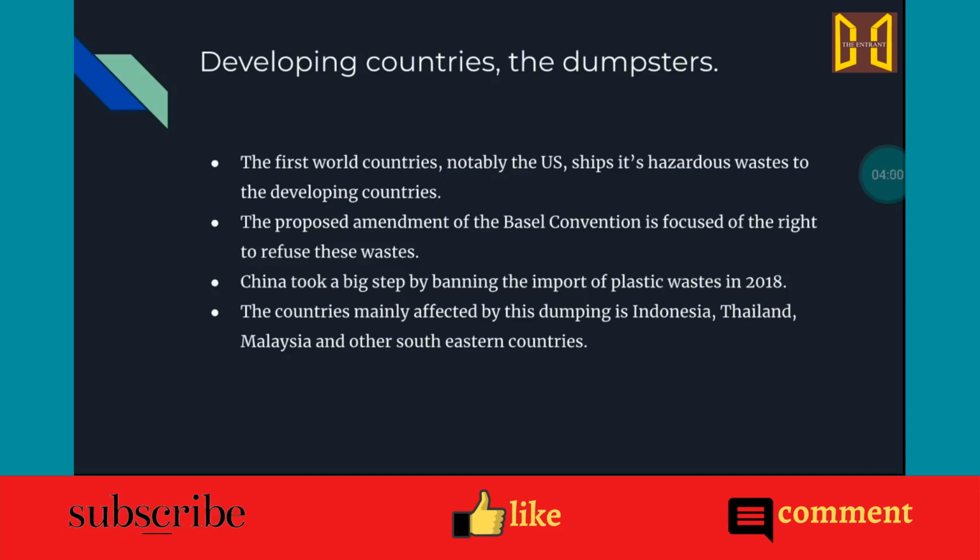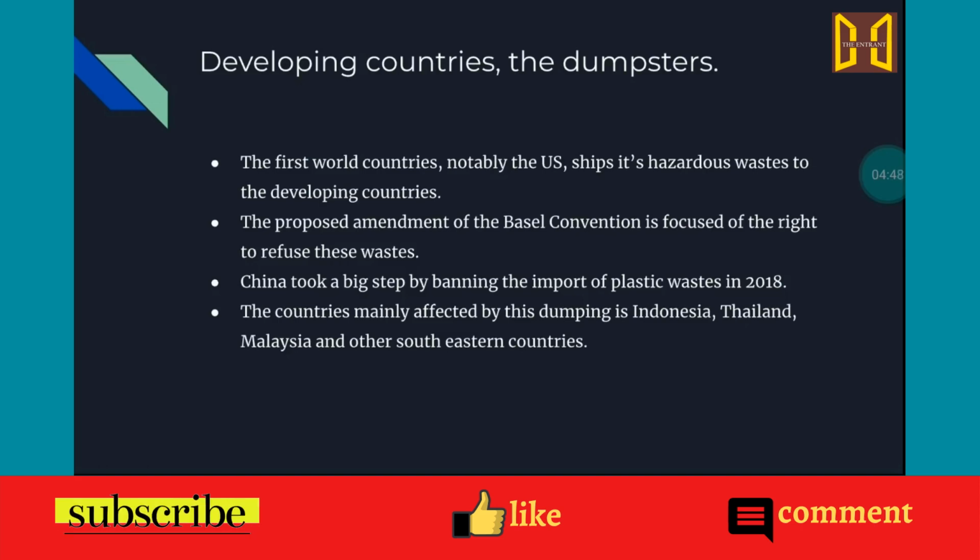What was going on in China before 2018 was that it used to receive humongous amounts of plastic waste, which the developed countries used to export to China for the purpose of recycling these plastics. But the truth is, the developing countries do not really have the means to recycle that much plastic. We do not even have the means to dispose of the plastic waste that is generated in the developing southeastern Asian countries. So the proposed amendment for the Basel Convention is focused on the right to refuse it.